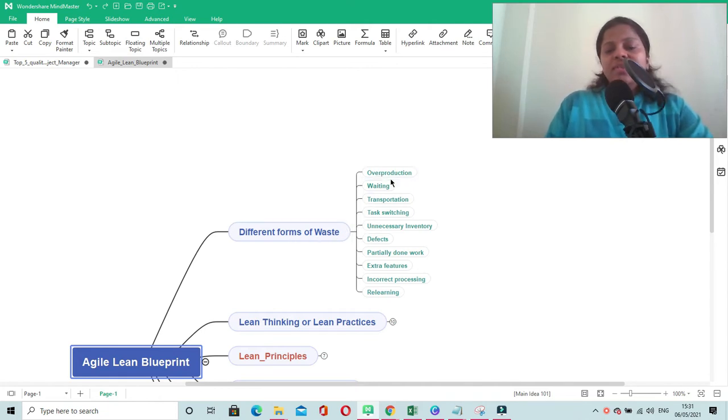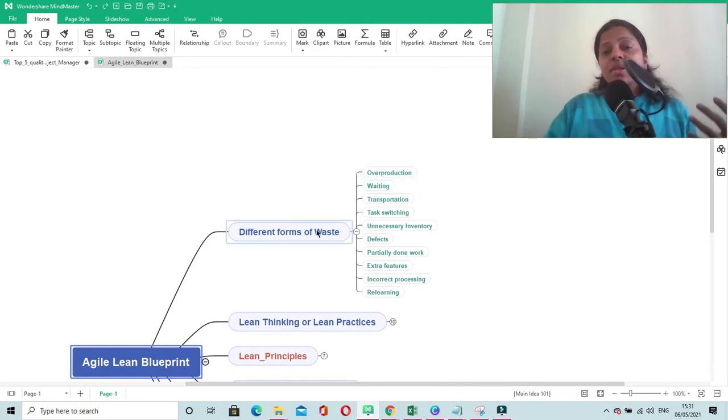The first form of waste is overproduction. If you are working on software development and you are developing more features than the required number of features, or developing some extra functionality which was not asked by the customer or which might not make any sense, and you think that as a complimentary you are offering that to your customer, that is counted under overproduction. So we should avoid overproduction.